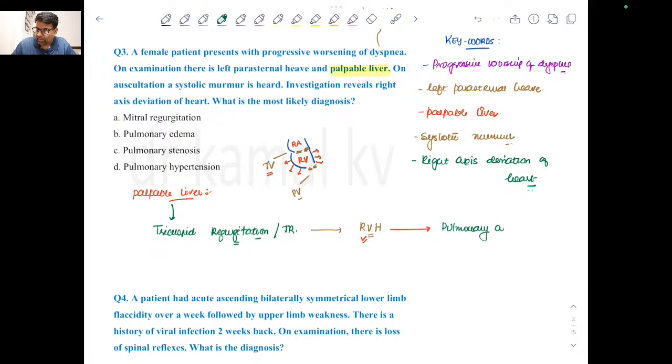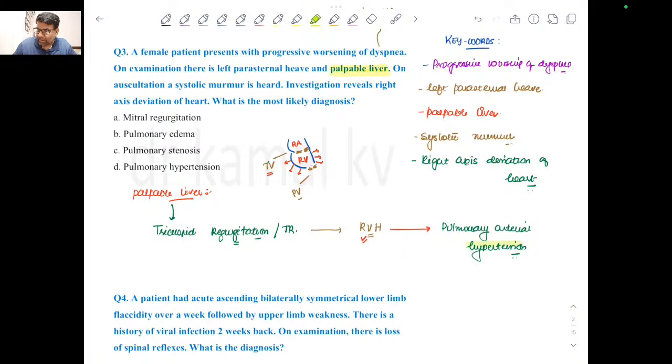Pulmonary arterial hypertension. So there is increased pressure in the pulmonary circulation, and to push the blood into the pulmonary circulation, overcoming that high pressure zone, or you can say resistance, the right ventricular hypertrophy will occur. So, what is happening here?